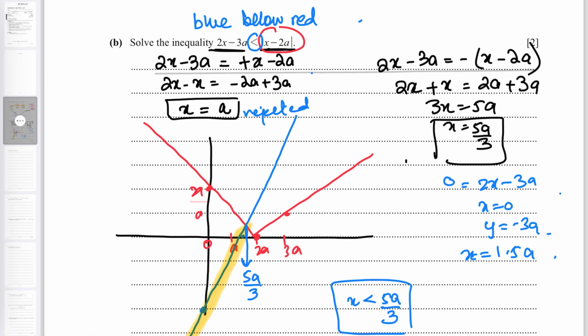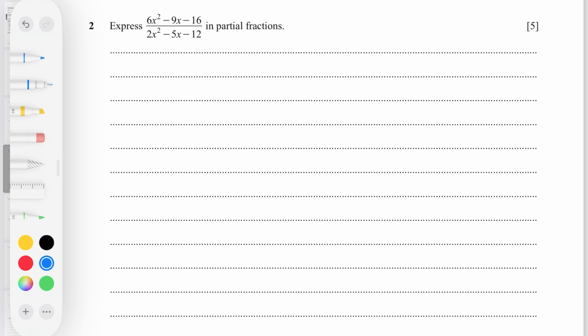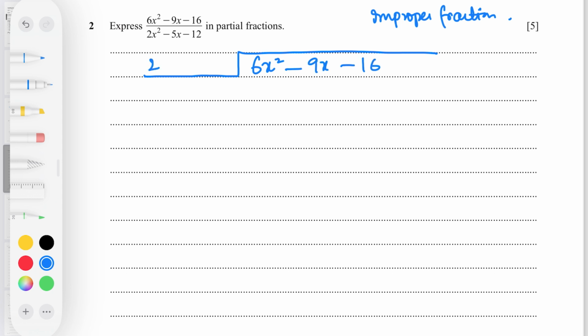Let's move on to the next question. The next question says express 6x squared minus 9x minus 16 divided by 2x squared minus 5x minus 12 in partial fractions. So you can say it's an improper fraction. Why is it an improper fraction? Because the numerator is also quadratic, the denominator is also quadratic. Now, 2 times 3, 6x squared minus 15x minus 36.